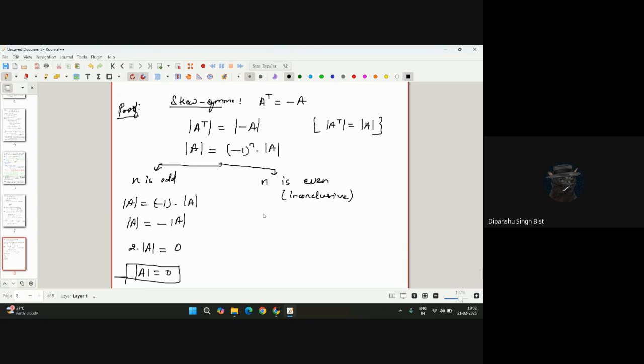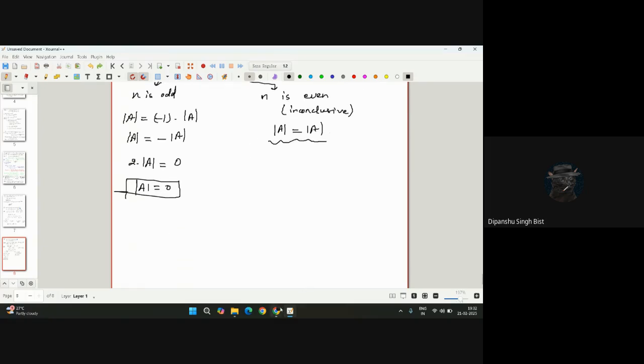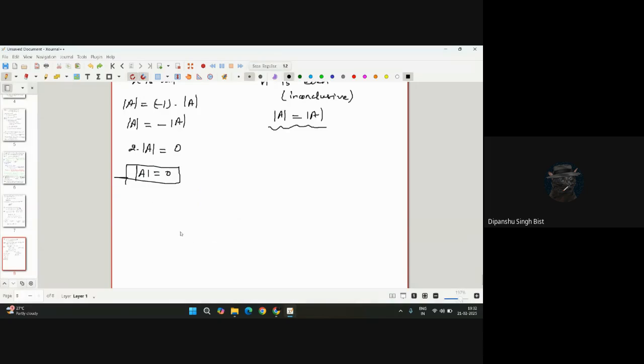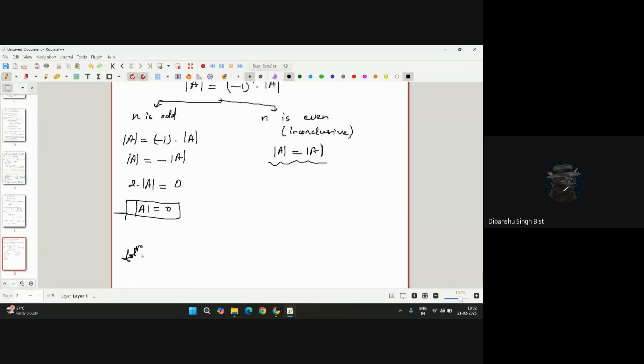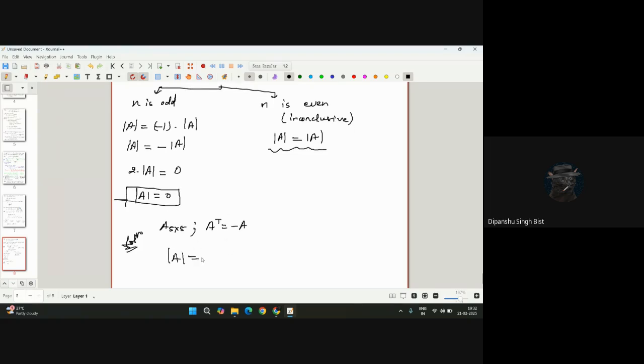Why do we say so? Because if it is even, then minus 1 to the power even is plus 1. So that gives you determinant of A equal to determinant of A. You can't conclude anything out of it. So that's why we are saying that it's inconclusive. Any doubts? So for this question, the question was, A is a 5 cross 5 matrix and A transpose is minus A. So we can use the same result over here and we can say determinant of A is equal to 0 since 5 is odd.